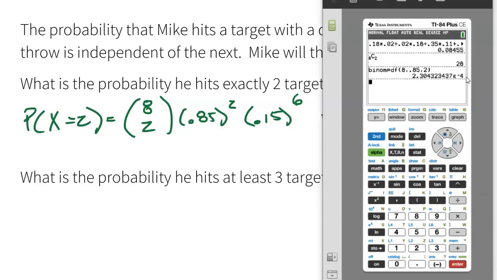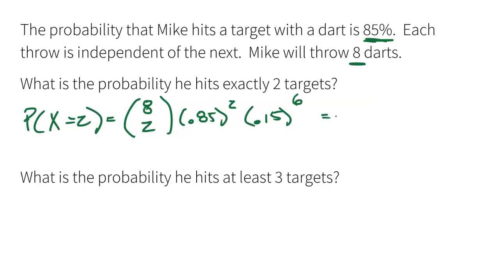So the probability, make sure you read that E, the negative form, I'm going to move the decimal 4 times to the left. That's going to produce 0.00023. And you may say, well, that's impossible. Well, first off, it's not impossible. It would be very significant if it happened. But why would that happen? Well, Mike's pretty good at throwing darts. He makes 85% of his throws. So for him to shoot 8 darts and only make 2 should be unlikely, because he's actually really good.